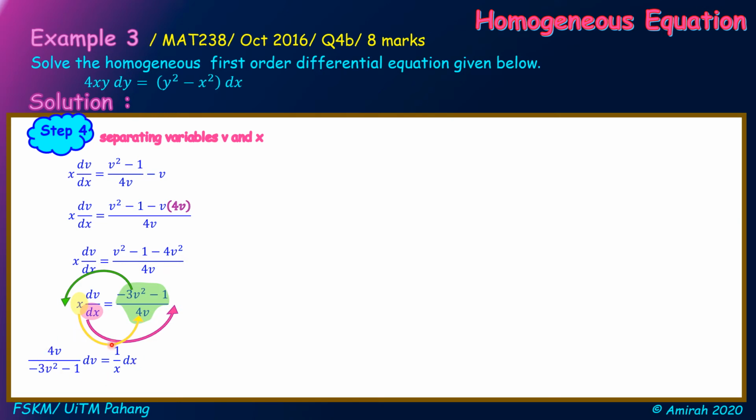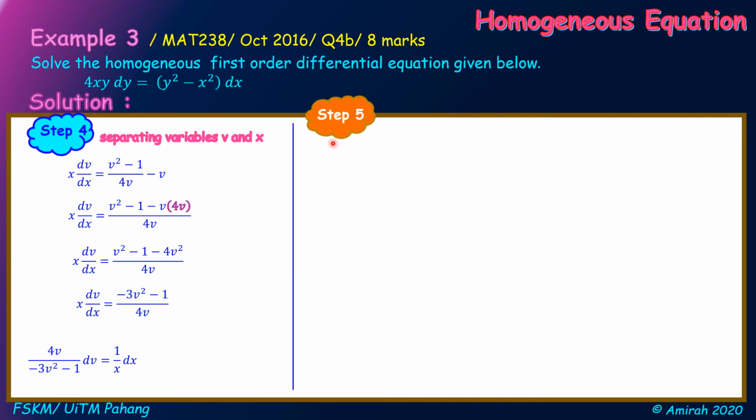Now we are done separating variable v dv and variable x dx. So we can continue with step 5. Step 5, we integrate both sides. From step 4 here, we just put the integration sign on both sides. So we get the integration of 4v over negative 3v squared minus 1 dv equals the integration of 1 over x dx.